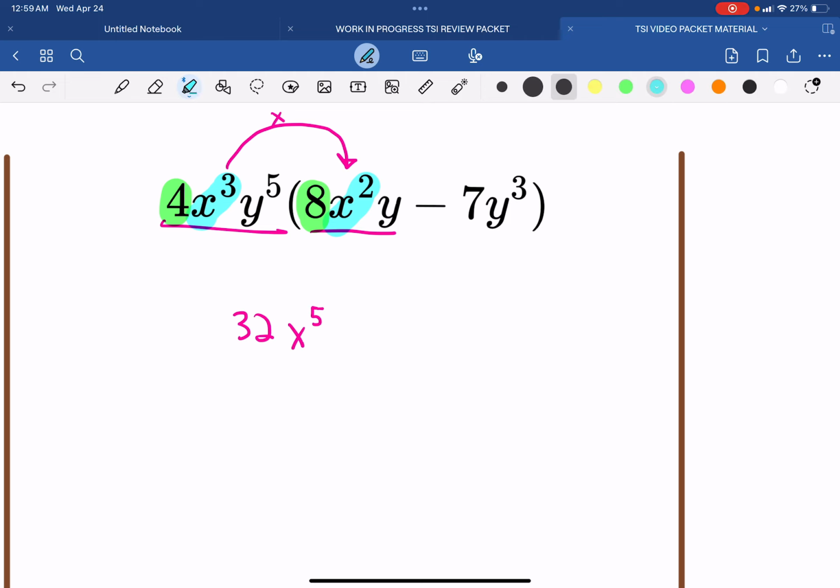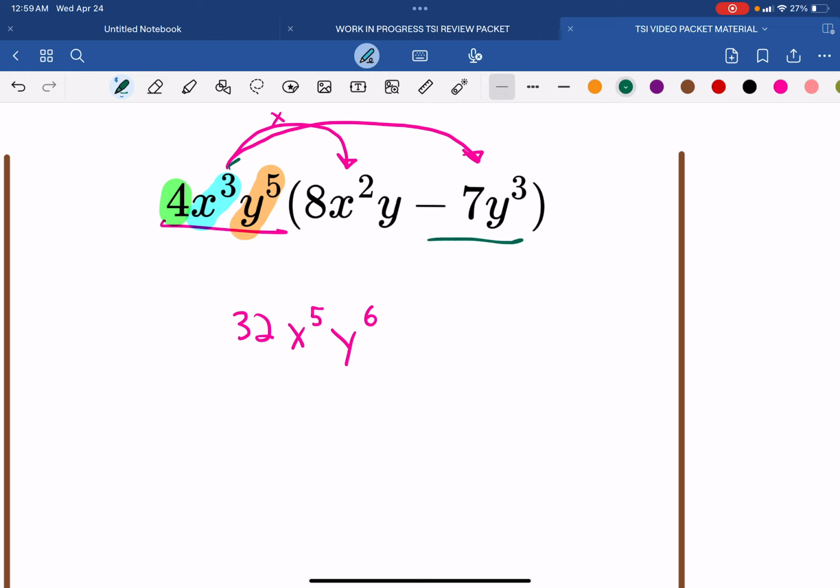Now let's look at our next part. Here is y to the 5 times y. We have y to the power of, you said 6. You're correct. Don't forget that there was a little 1 there. And we're going to do the same thing to this one. I'm going to erase this. Now we're going to multiply times this one.